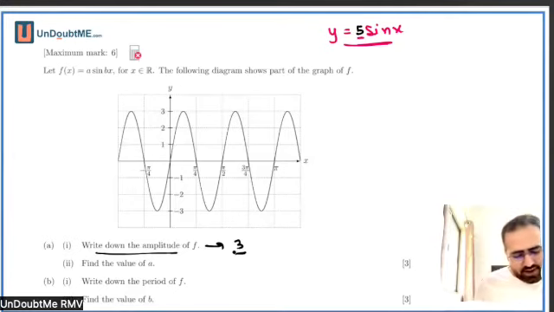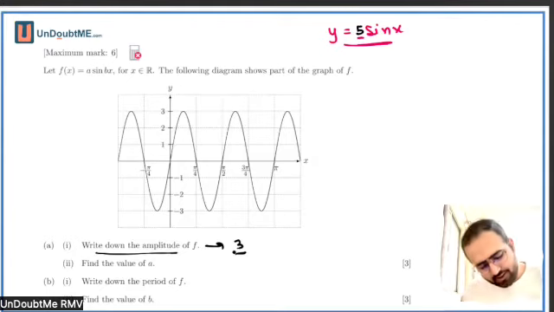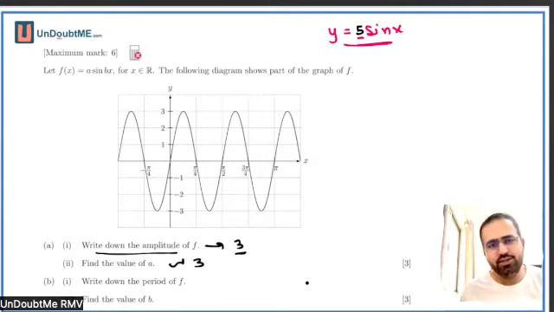Next is, find the value of a. What a useless question this is. That will also be 3. You should just know that a itself is called the amplitude. That is why you will be given marks for it. Write down the period of f. What was the period?